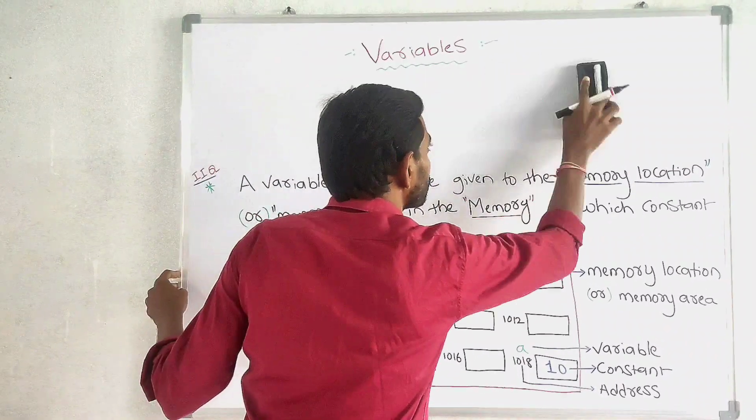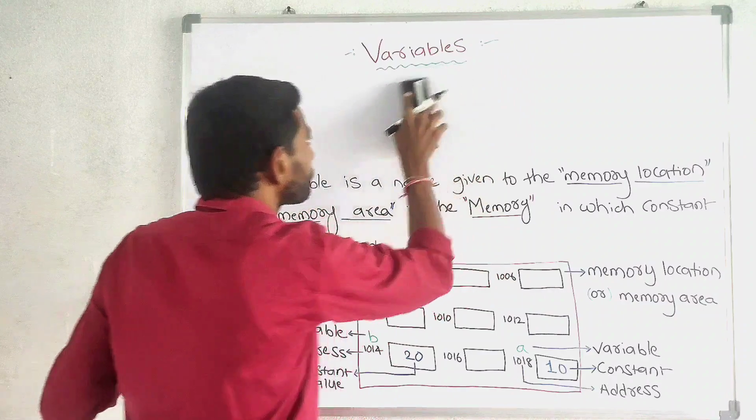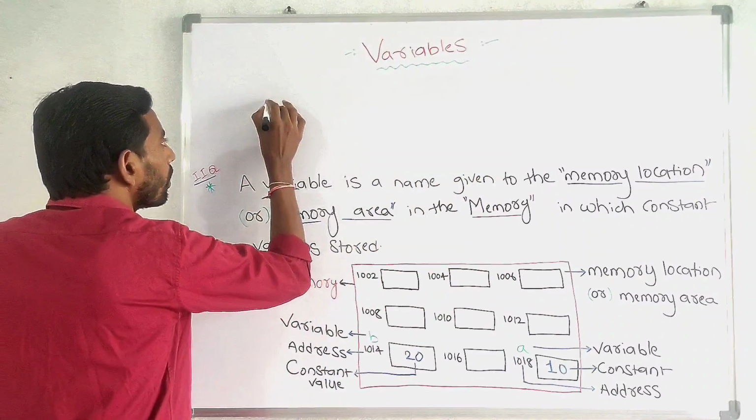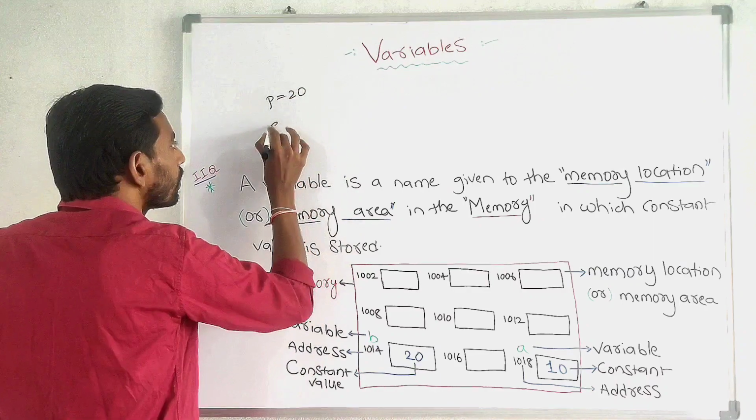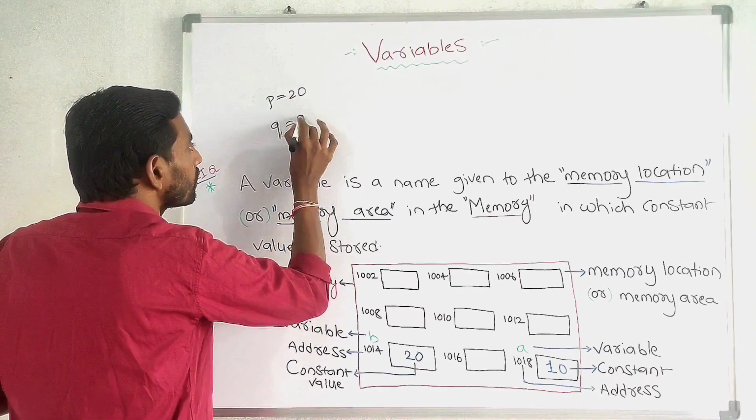We have to go deeper also. I will give another example. P is equal to 20, Q is equal to 30.